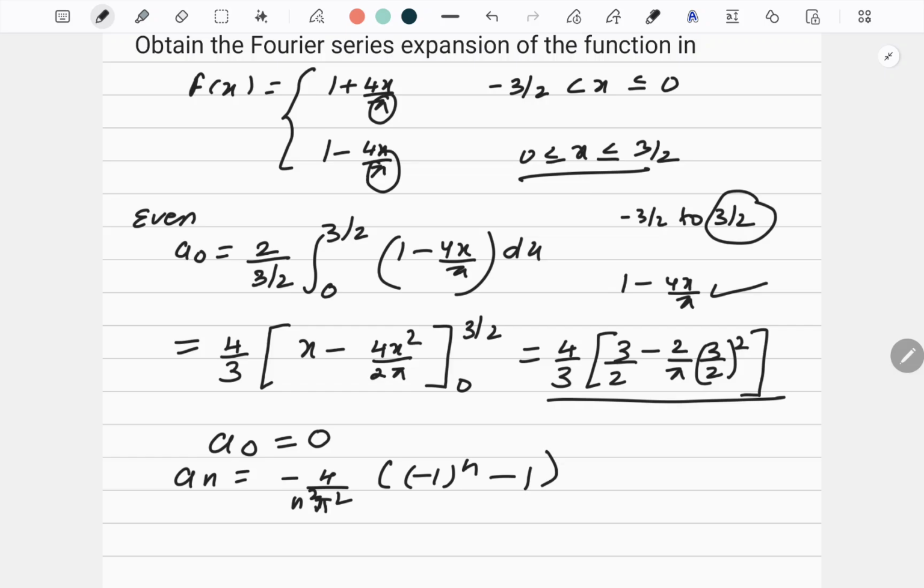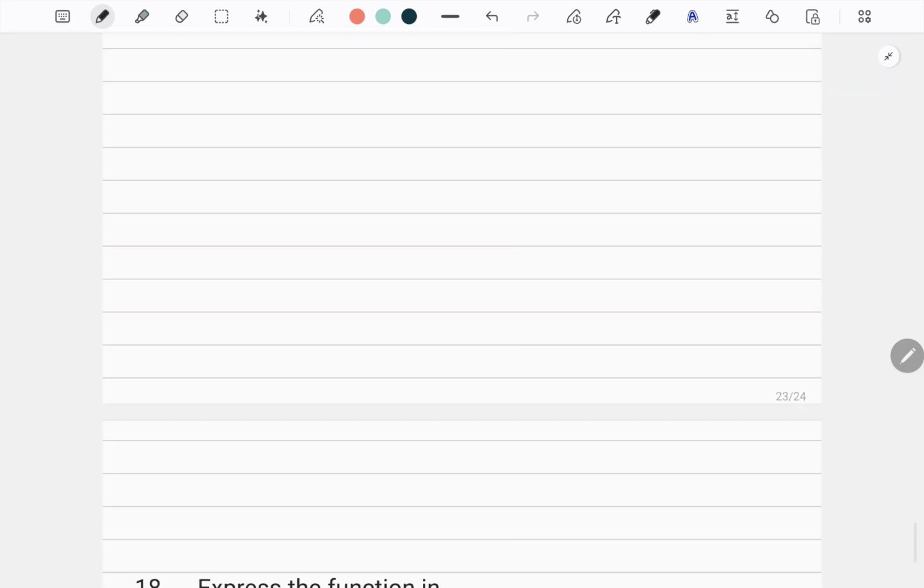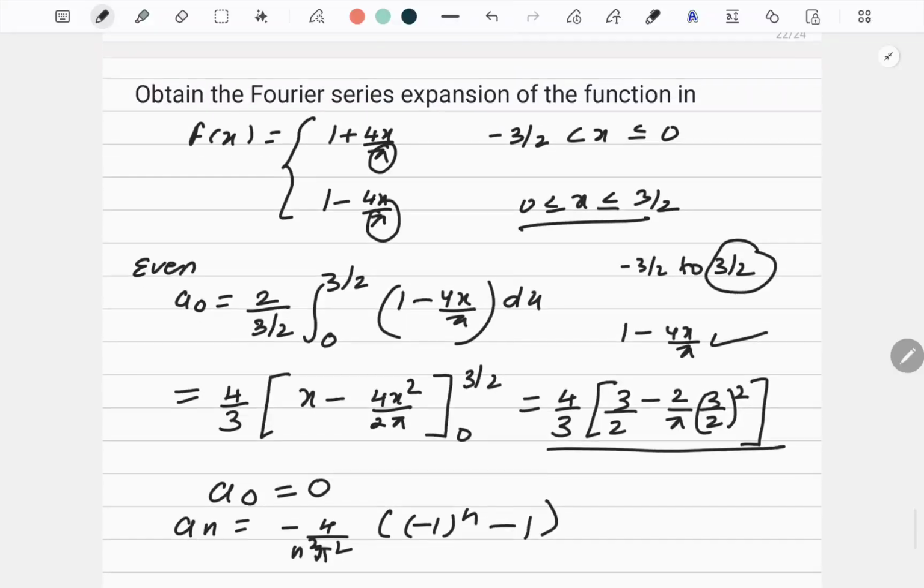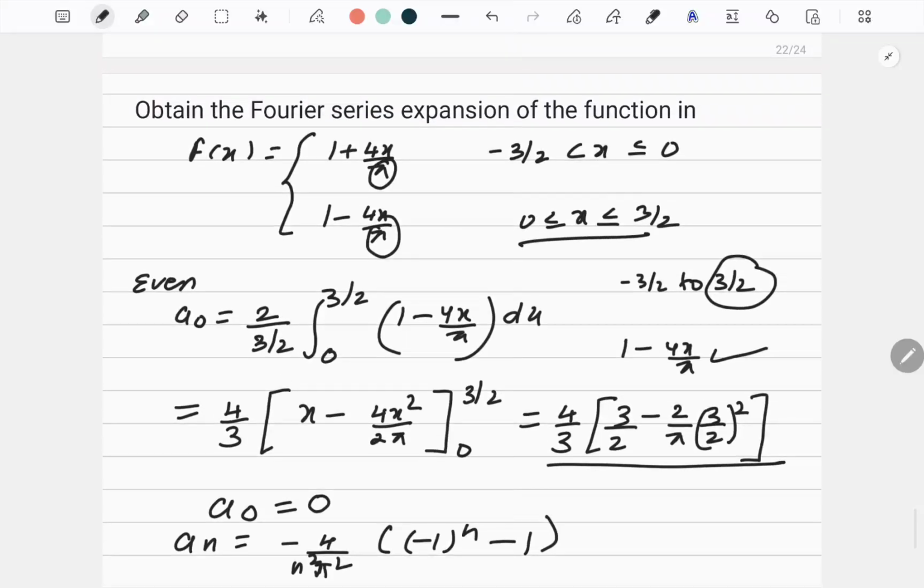So I hope with this you have cleared all your doubts about Fourier series. Now the next topic will be your half range series, where I have a restriction of extending the function in only sine terms or only cos terms, which I will be covering in my next video.